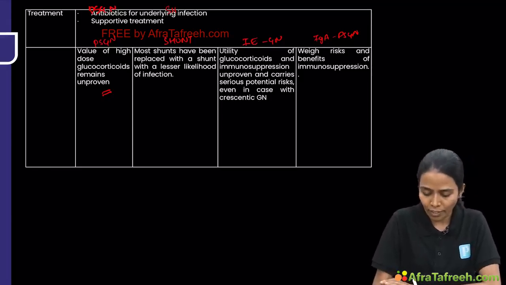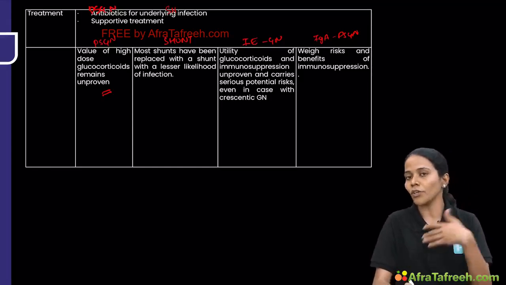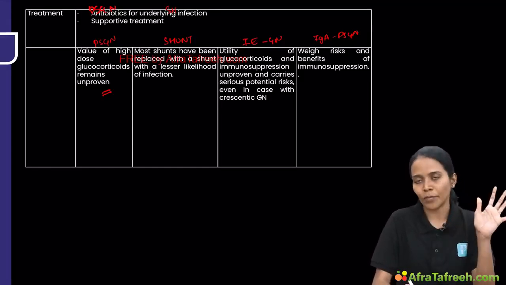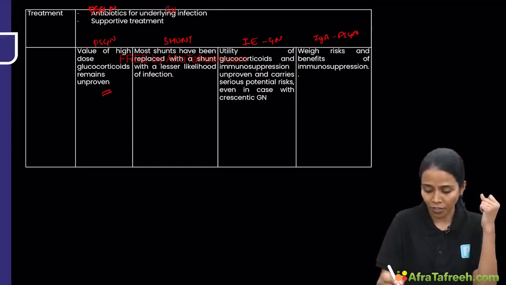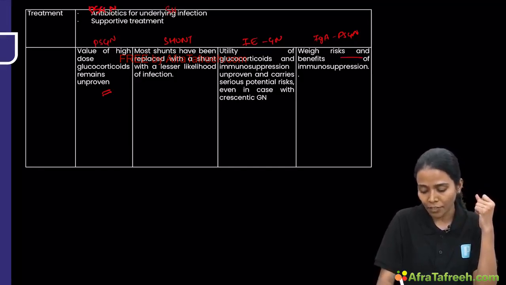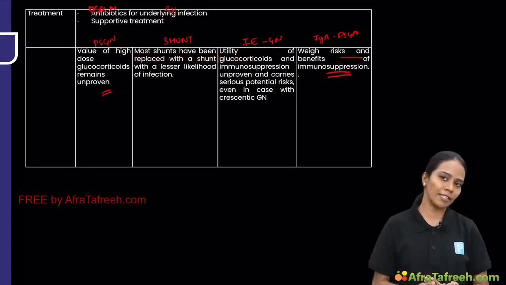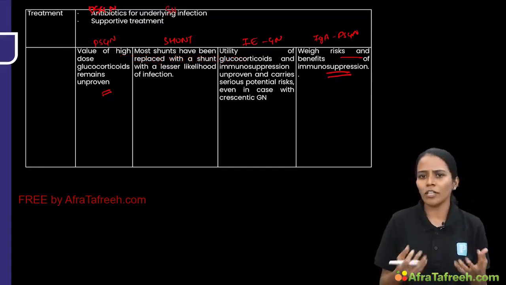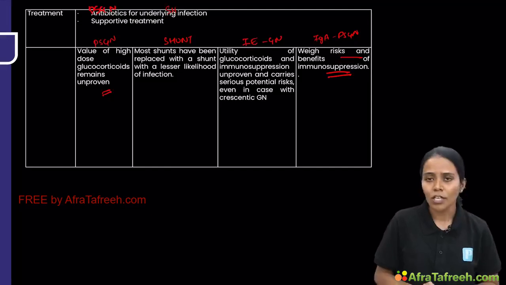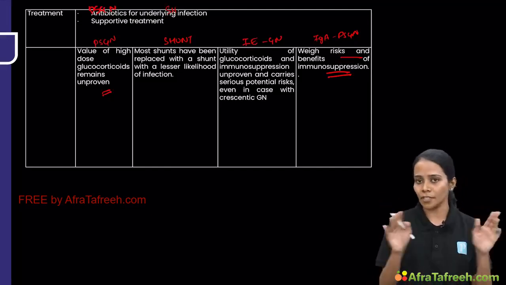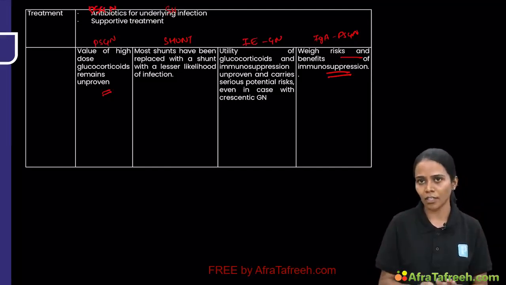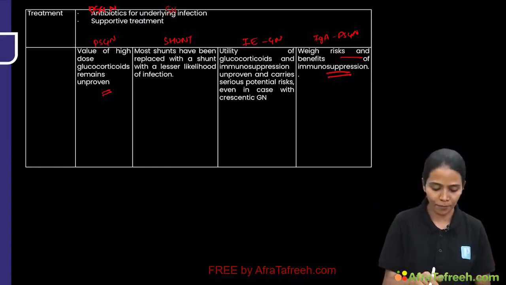And in infective endocarditis also, glucocorticoids and immunosuppression, the effect is unproven because it can lead to worsening of infection. And in IgA dominant PSGN, we have to weigh the risk and benefits of immunosuppression and give, for example, if dialysis dependent and infection is under control, then we can try treating them. Okay. So basically, immunosuppression per se is not very well studied, or there is no good proof in IRGN. Okay.